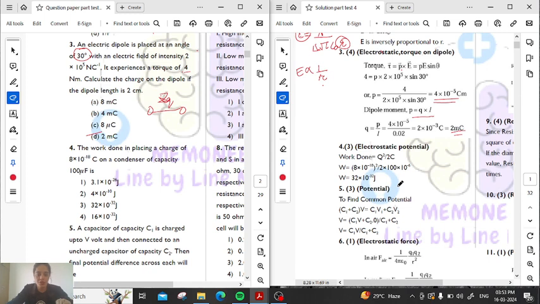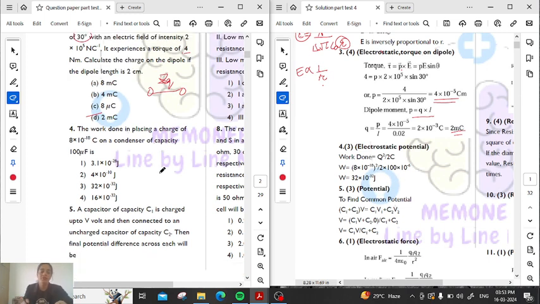So let's move to the fourth question, which is the work done in placing a charge of this. So the charge is given, that means Q is given, on a condenser of capacity this. So we have Q charge and capacity is also given. It's a very simple, one-liner, easy category question. This particular question is from electric potential, right? Because we need to find the potential of this.